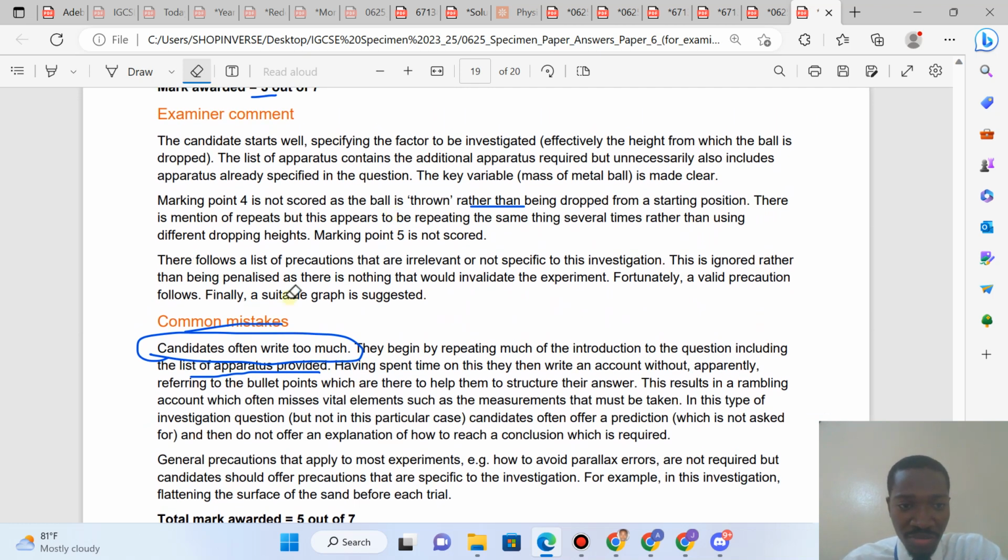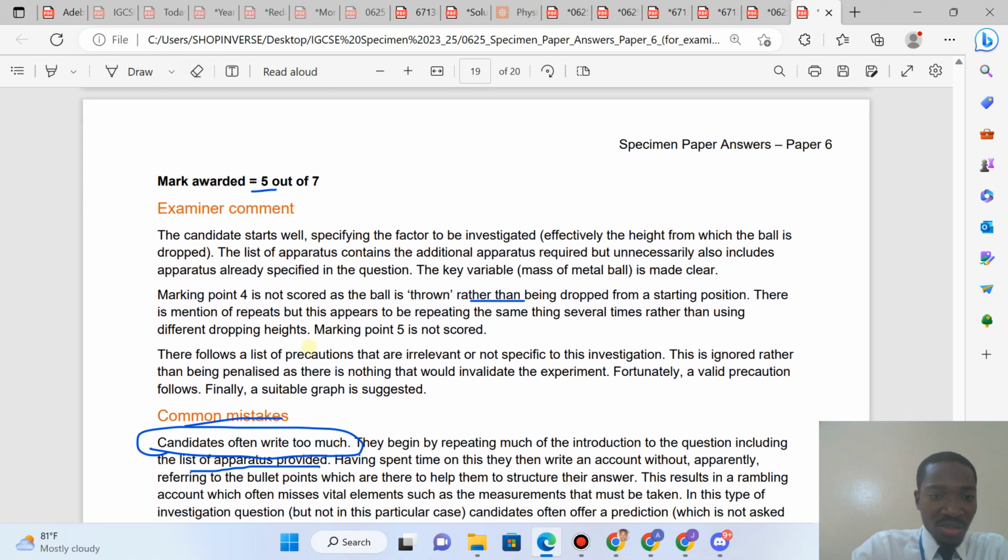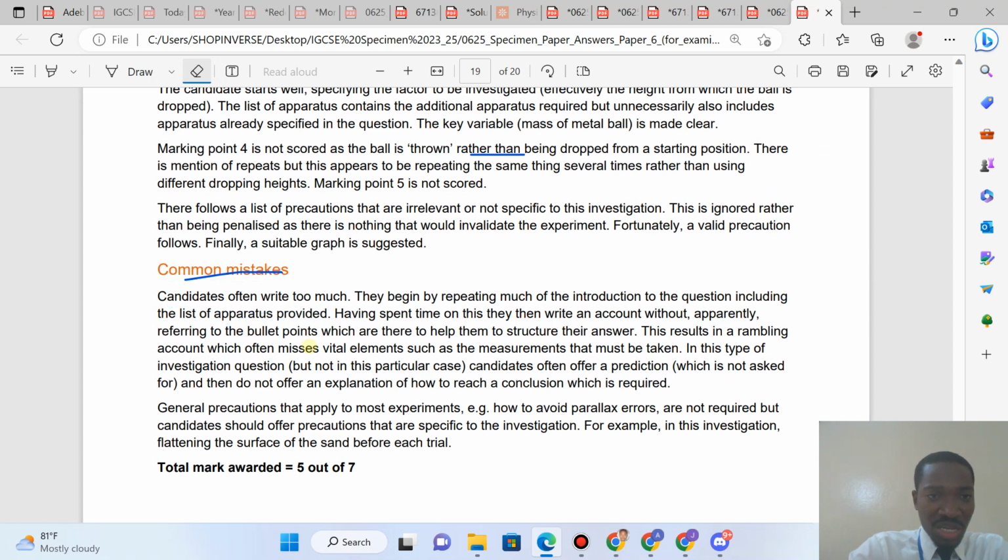What else do you have? Okay, what else do we have here? The result is a rambling account, which often causes problems. These are mistakes that many students make. These are common mistakes that students make. That is what we want to talk about now. Common mistakes that students make.